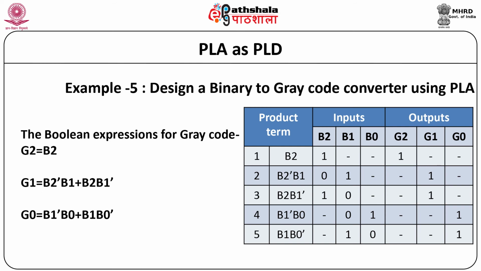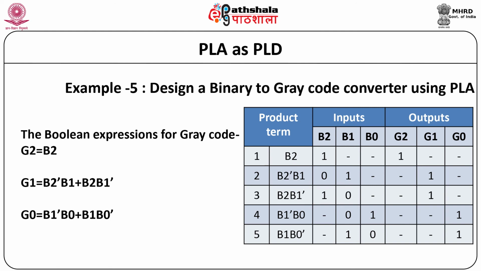The PLA program table contains product terms, inputs B2, B1 and B0 along with outputs G2, G1 and G0. The Boolean expression for G2 indicates only one variable term. For G1 there are 2 product terms and for G0 there are 2 product terms as well.